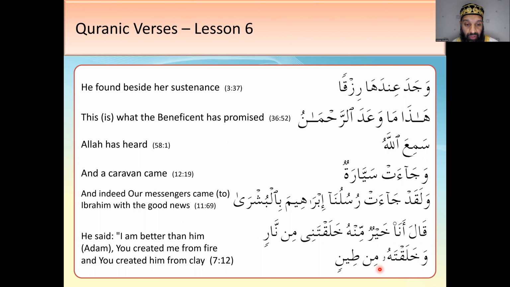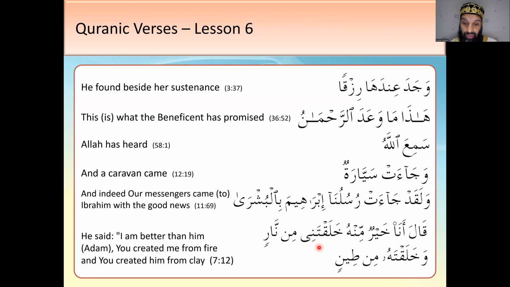Min, from. Teen, clay. Which actually starts off from here. Qala, he said. We've not done he said yet in this revision. Qala, ana, I am. Khayrun, better. Minhu, from him, than him. Khalaqtani, here we go. Khalaqta, you created. Khalaqta means you created. Ni, me.